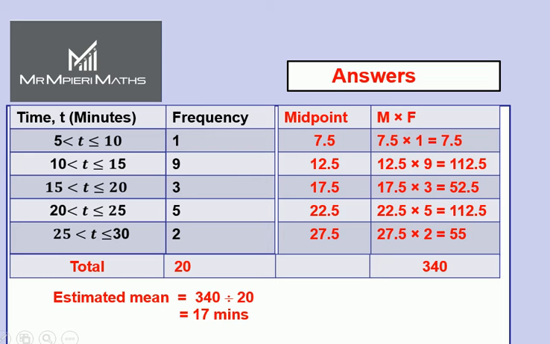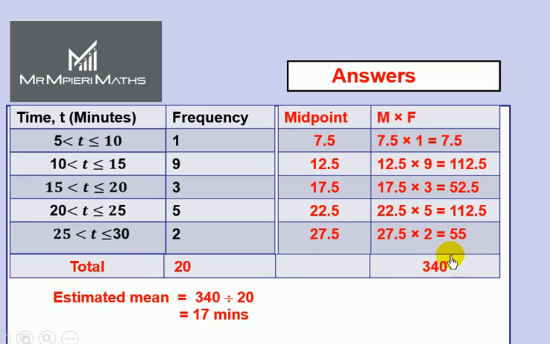Now again, the answers here for the estimated mean. Remember, you need two more columns like we have already done, where you need to find the midpoint. Between 5 and 10, that gives you 7.5. Between 10 and 15, that gives you 12.5. And then you multiply midpoint and frequency. So multiply 7.5 times 1, and then 12.5 times 9, and you do the same all the way through.